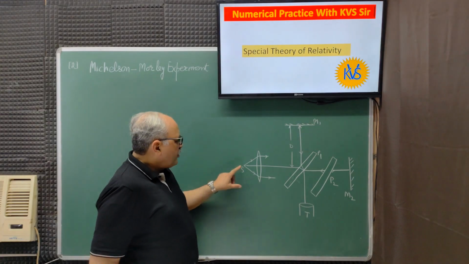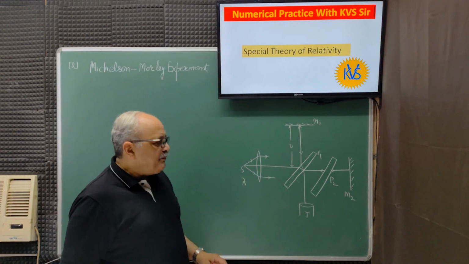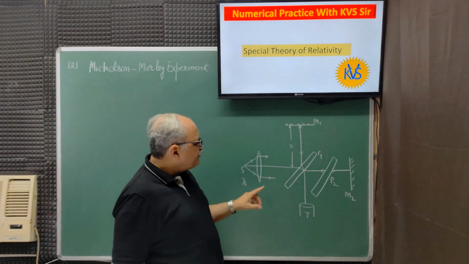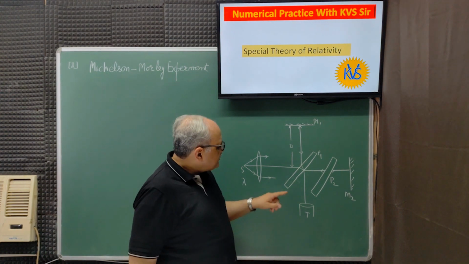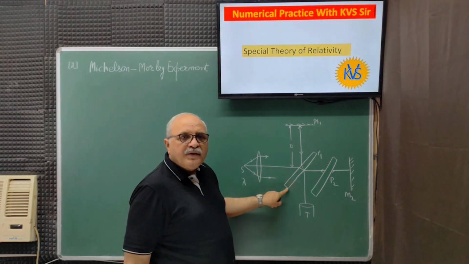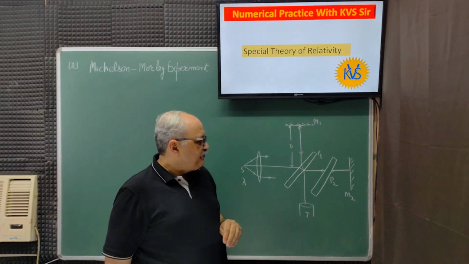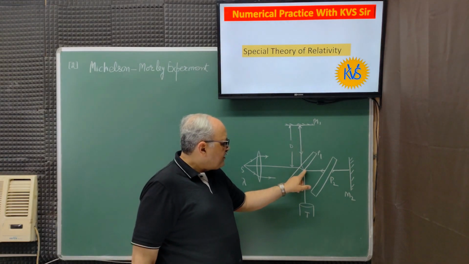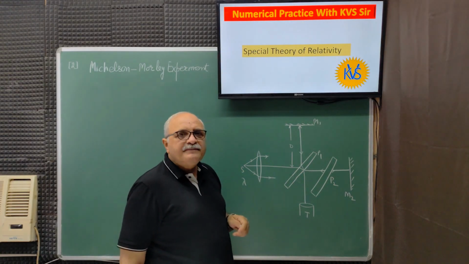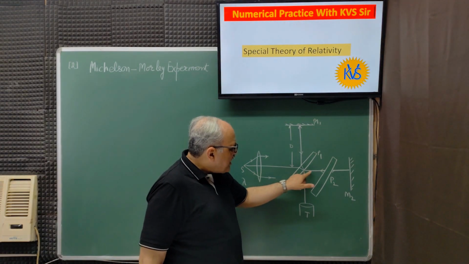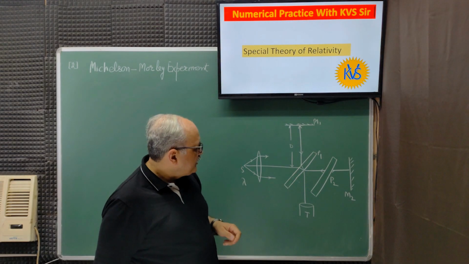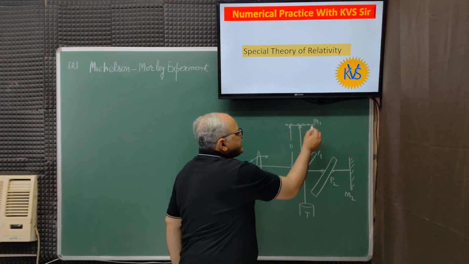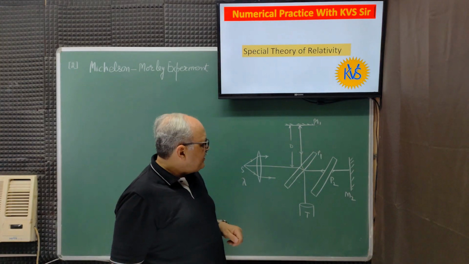We have a monochromatic source, say of wavelength lambda. With the help of a lens, we make a parallel beam which we allow to fall on a glass plate which is half silvered from the back and is kept at an angle of 45 degrees. The light going towards it gets reflected from the lower surface, and there is a part which gets transmitted. The part which is reflected moves towards the plane mirror M1 kept at an angle of 90 degrees.